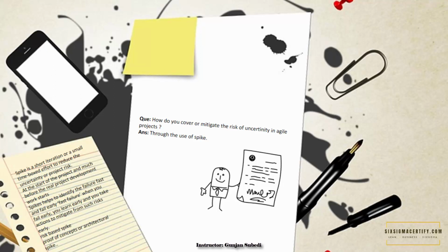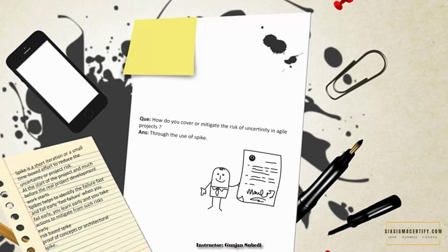The answer is through the use of a spike. So what is a spike? A spike is a short iteration or a small time-boxed effort to reduce uncertainty or project risk. Note that spikes are basically done at the start of the project and much before the real project development work starts. Spikes help to identify failure fast and fail early, a term known as fast failure. When you fail early, you learn early and you take actions to mitigate such risk early. There are basically two types of spikes.